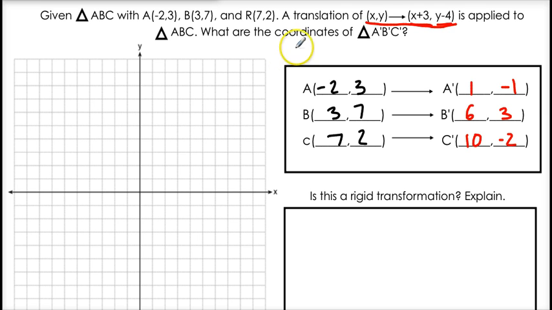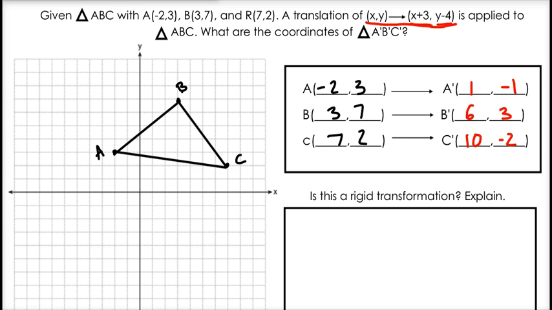Let's take a look at our graph and see if we got this right. So A is at -2, 3. All right, that's our A. B is at 3, 7. 1, 2, 3, 1, 2, 3, 4, 5, 6, 7. And C is at 7, 2. 1, 2, 3, 4, 5, 6, 7, 2. That is our pre-image, using our math vocab. All right, so that is our original triangle, the pre-image.